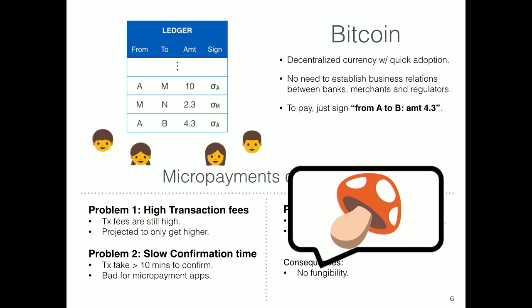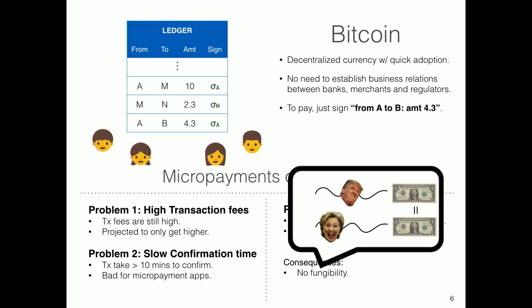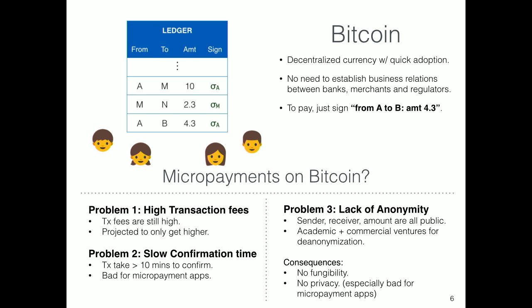Now, what's fungibility? It has nothing to do with mushrooms, but rather it just means that if I have 2 coins of equal value, no matter the history, they'll be treated equally. So if it comes from Trump or Hillary, it doesn't matter. It's always going to be treated equally. And no merchant can refuse to take it if it's from Trump, for instance. So you don't have any fungibility, but you also don't have any privacy for users. And this is especially bad for micropayment applications because, for instance, if you have a micropayment for web browsing, you don't want your browser history to be visible to everybody in the entire world, right?